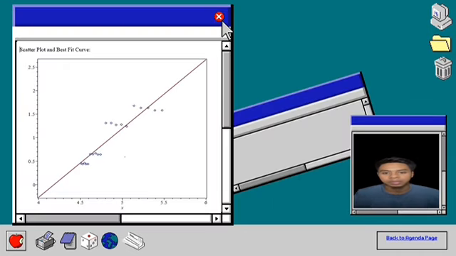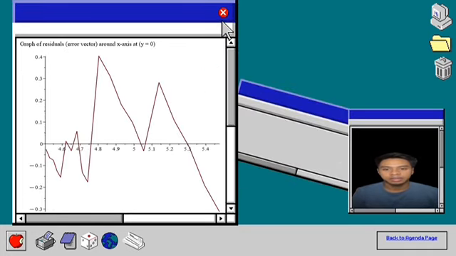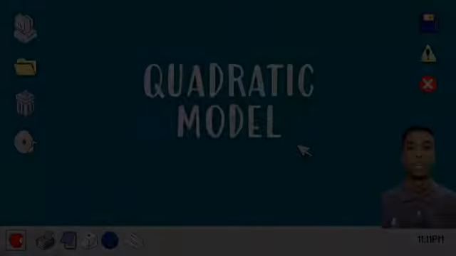0.794291. So this is the graph for the best fit curve of the linear model, and this is the graph of the residual error vector around the x-axis for the linear model. Note that both graphs are obtained from the Maple application.